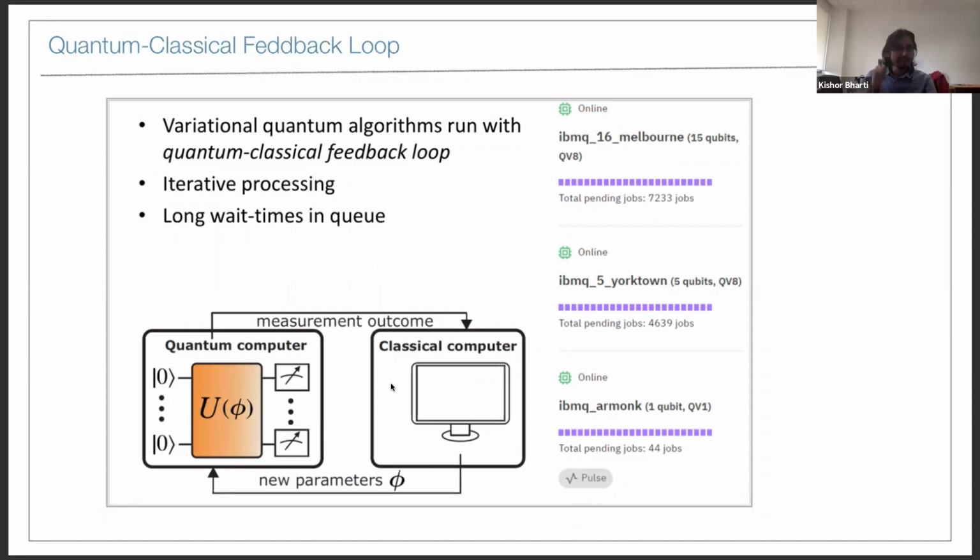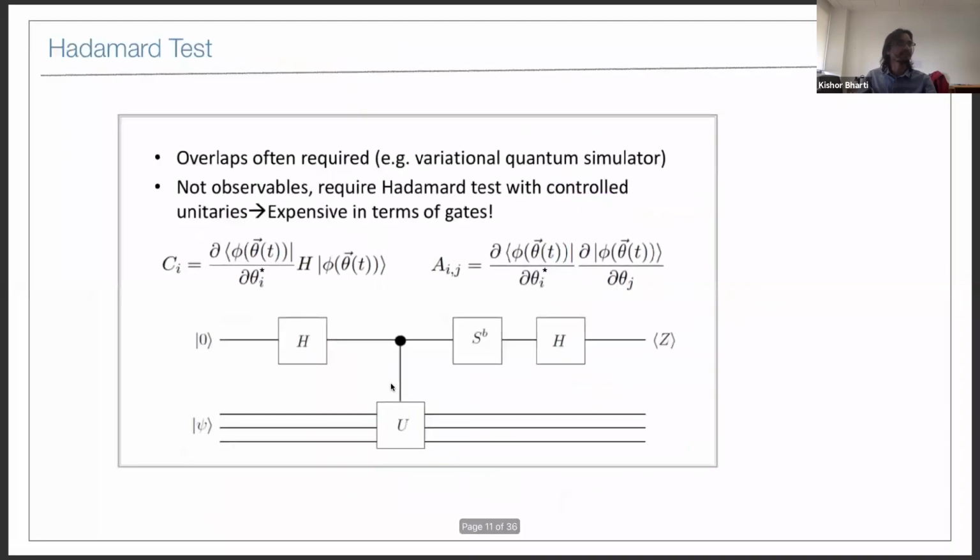So the first thing we need to do is remove these feedback loops, or maybe minimize the number of feedback loops. People have been trying to minimize them, but what I advocate is removing them altogether. They are not really good for achieving quantum advantage in the NISQ era.